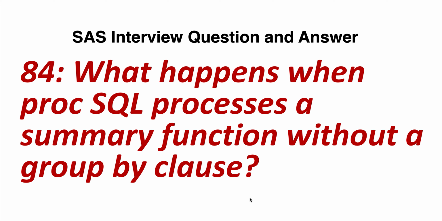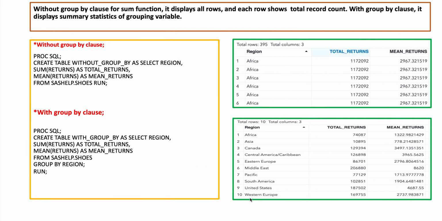SAS interview question and answer, question number 84. What happens when Proc SQL processes a summary function without a group by clause? This question is asking: while using Proc SQL, when we use a summary function without a group by clause, what will happen? Without a group by clause, for example the sum function, it displays all rows and each row shows the total record count. But with a group by clause, it displays summary statistics of the grouping variable.